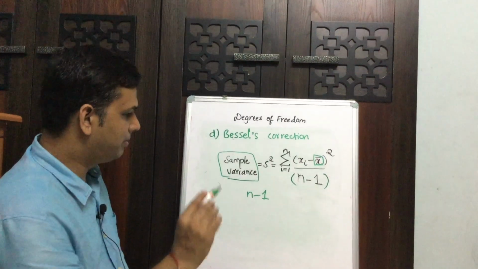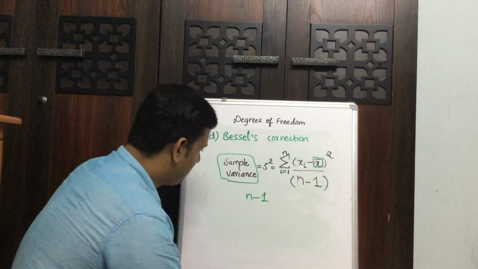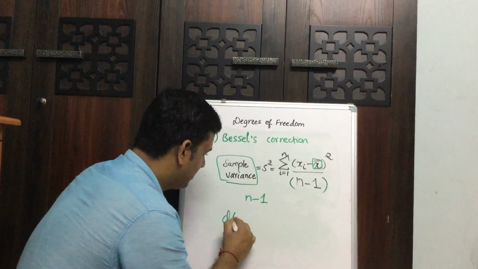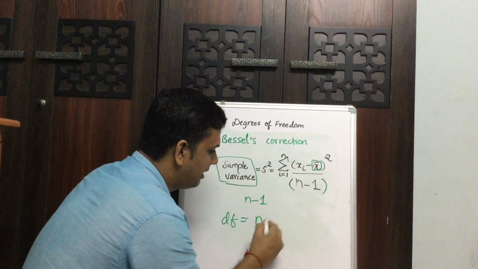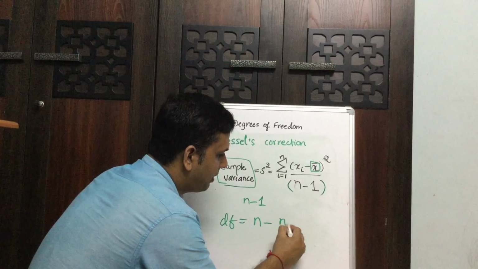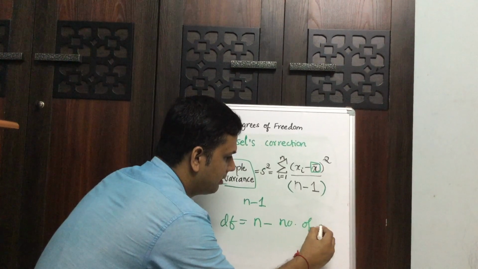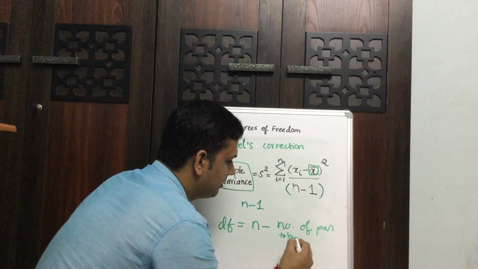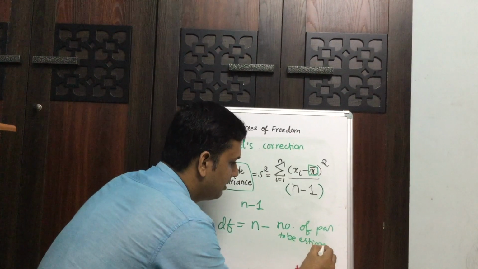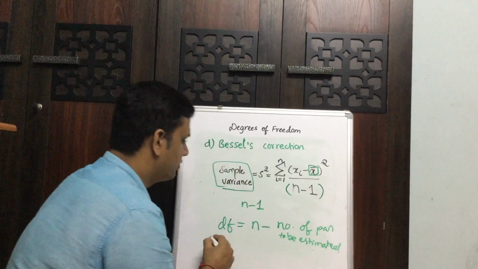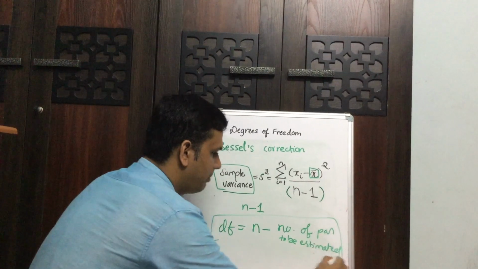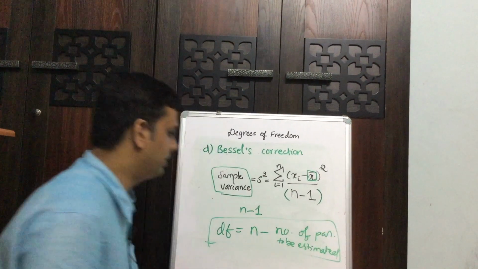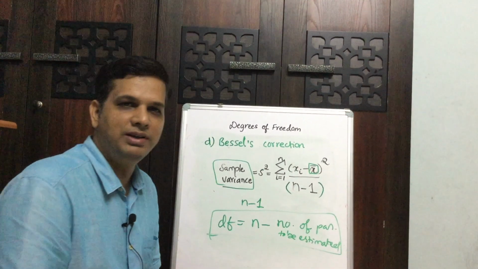So in summary, for the entire video, the degrees of freedom is sample size n minus number of parameters to be estimated. So this is in summary, degrees of freedom is n minus number of parameters to be estimated. So this is all about degrees of freedom.